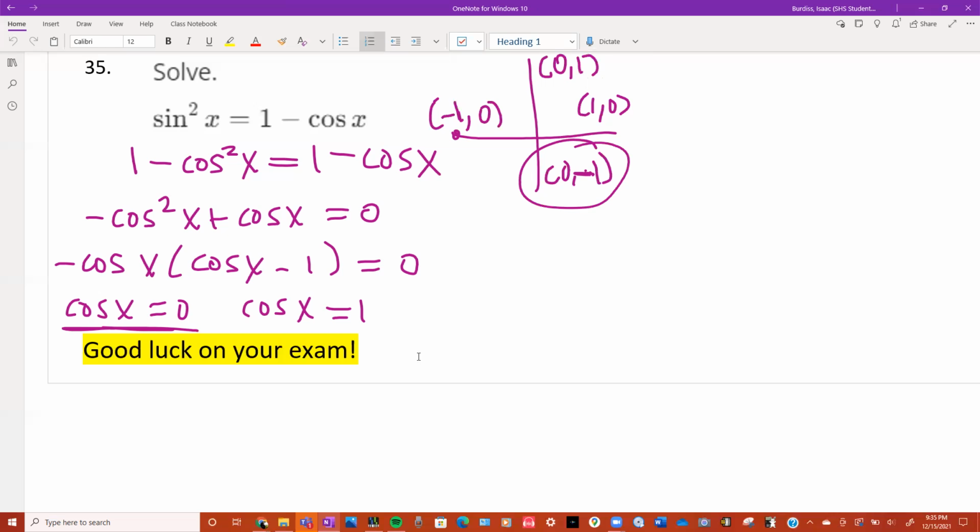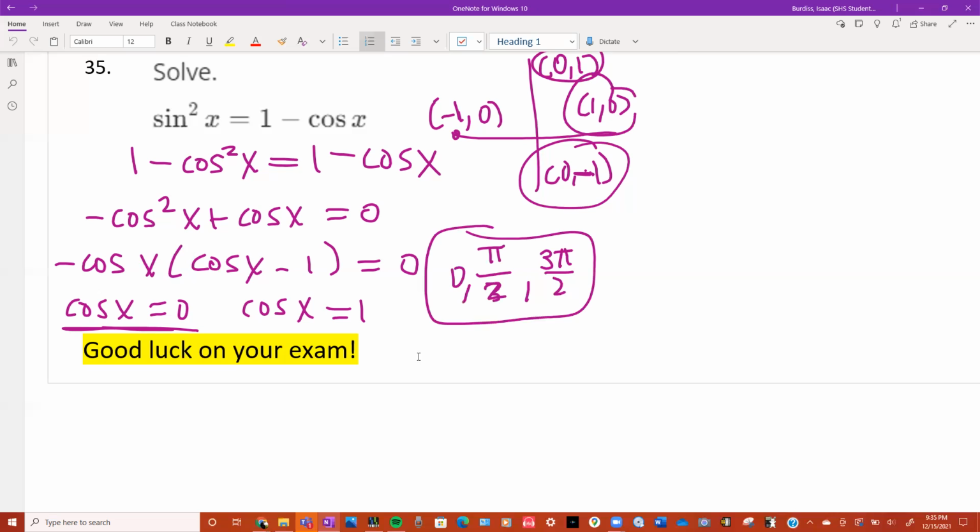It takes so long to write. Okay, so here and here, and the angles there are pi over 2 and 3 pi over 2. And where x is 1, x is only 1 there because it's negative in the other place. That's 0. That's your answers for that.